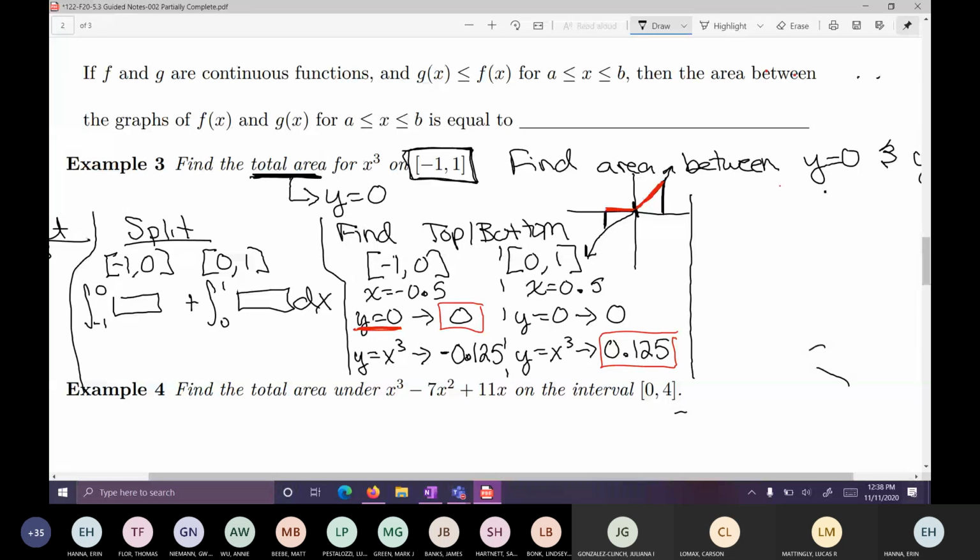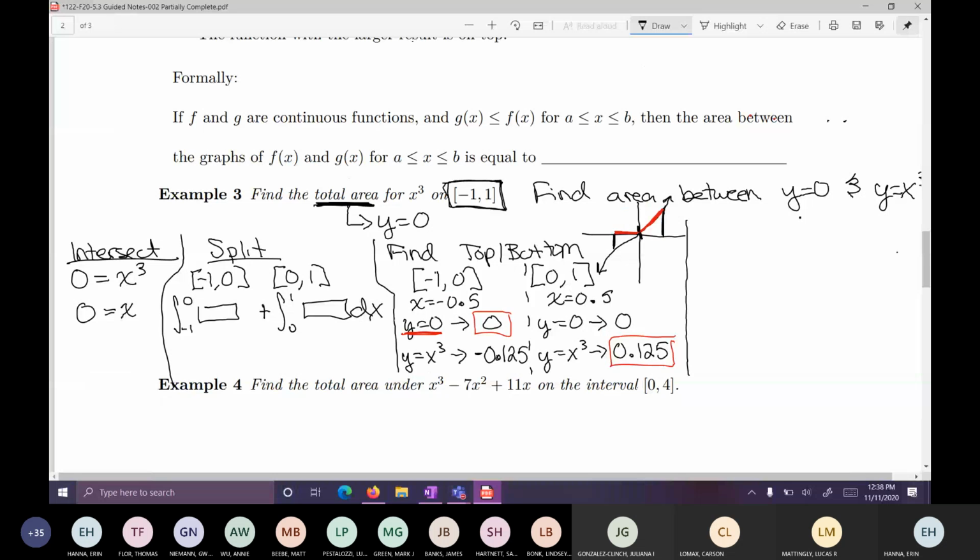All right, I'm going to set it up. We'll come back to this a little bit on Friday because I'm running out of time. So we have 2 intervals that we're working over. And the integrand is the top function minus the bottom function. So in the first integral, the top function was 0 and the bottom function was x cubed.